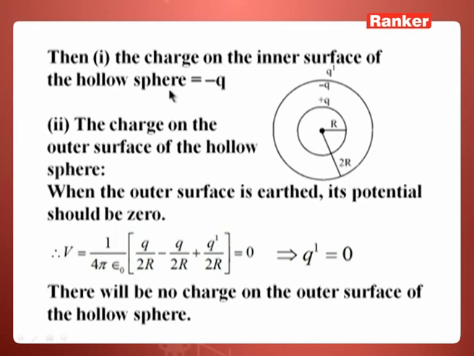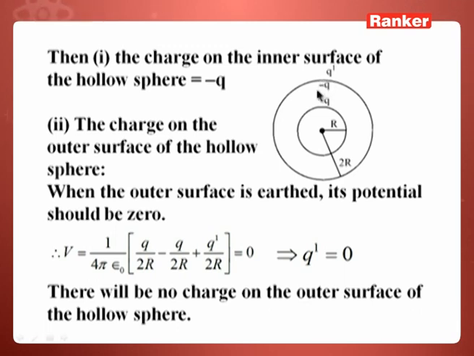Now you can write the answer straight away. This is the sphere of radius capital R. This is the sphere of radius 2r. Charge on the inner sphere is plus Q. Then what happens? Inner surface of the outer sphere will now be induced with a charge minus Q, and outer surface will now have a charge Q dash. Now the question is, what is the charge on the inner surface of the hollow sphere? Very clearly you can say it is minus Q.